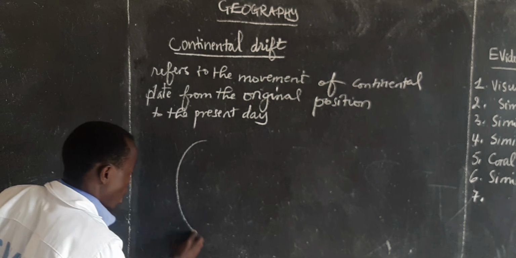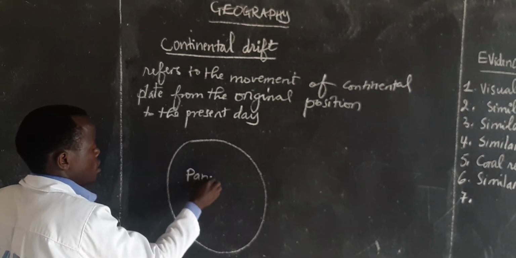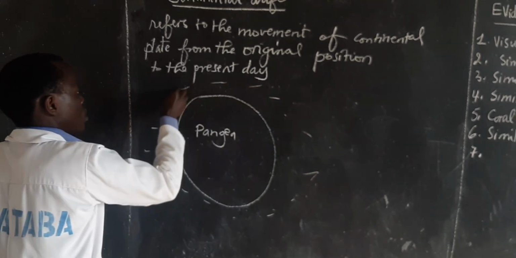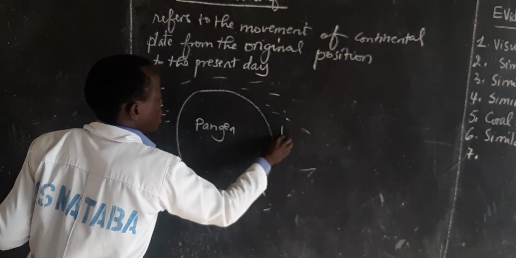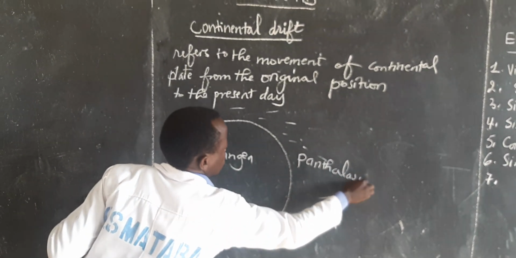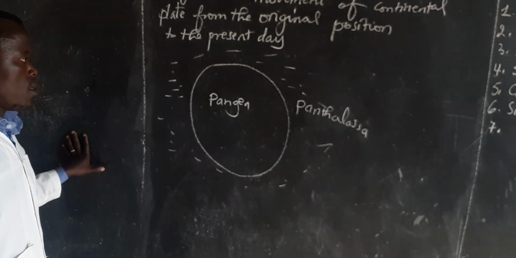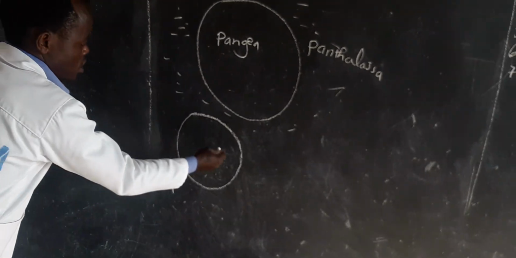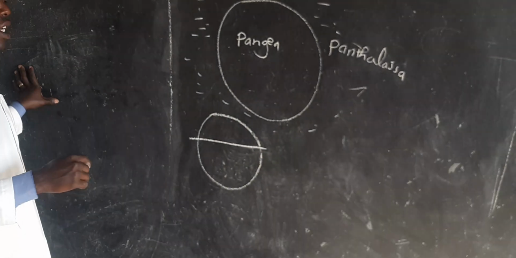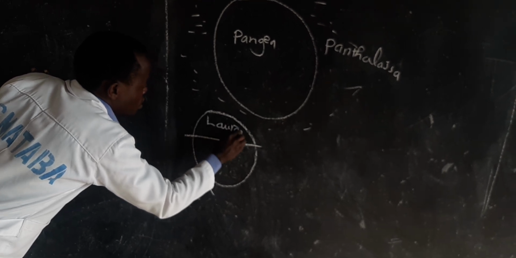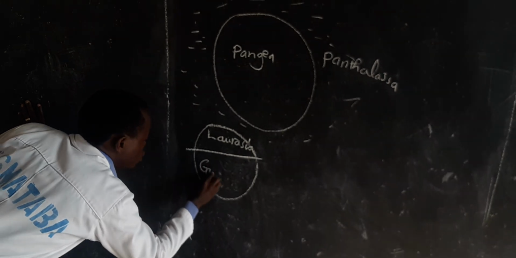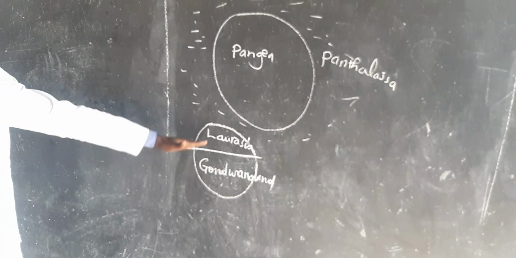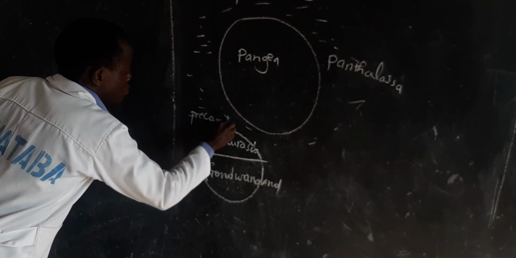So meaning that we had a single land mass which was called Pangea. This Pangea was surrounded by water, or by a large ocean called Panthalassa. During the Precambrian period, this Pangea was broken into two main parts. So we have the part of the north and the part of the south. The northern part was called Laurasia, and the southern part was called Gondwanaland. So this took place during the Precambrian period.